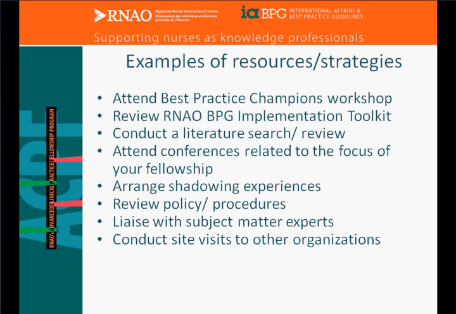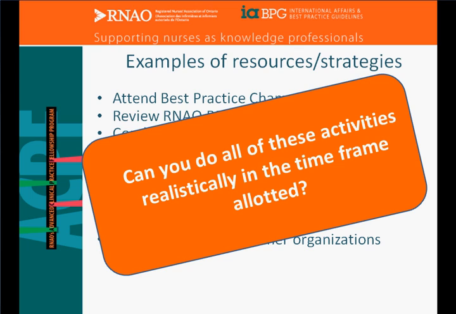Some examples of resources and strategies that we've seen in past proposals are listed here. Very quickly, you can attend a Best Practice Champions workshop, which is through RNAO. RNAO's BPG implementation toolkit might be very helpful if you've picked the BPG stream. You can conduct a literature search or review, attend conferences, arrange shadowing experiences, and review policies and procedures within your organization or others. You can connect with subject matter experts, and conduct site visits to other organizations. These are just some popular strategies that we've seen. Again, I just want to reiterate that you're really going to want to make sure that all these activities are realistic in terms of the 450 hours of your fellowship.